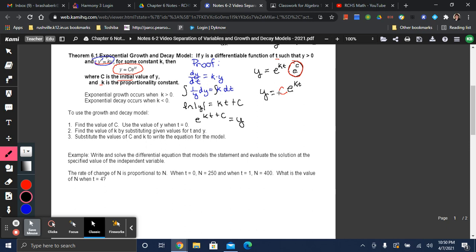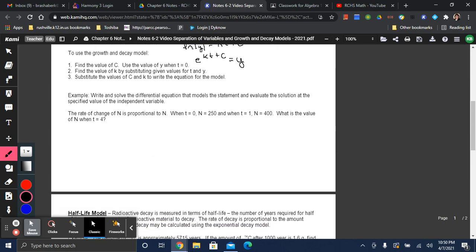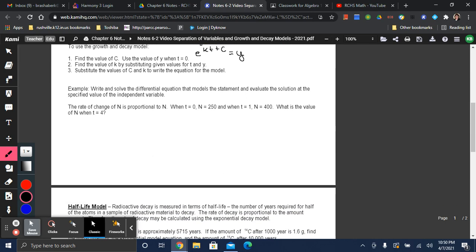So we've proved it, and now we can use that relationship. Just a very basic example would be a statement like this: the rate of change of n is proportional to n. When these are the same, then you can use that model. I'll go ahead and write it so you can see it.